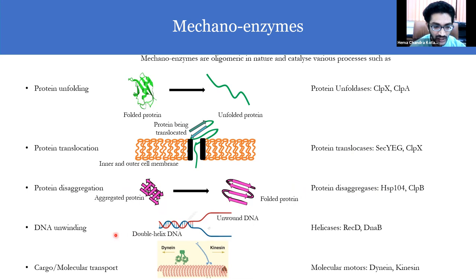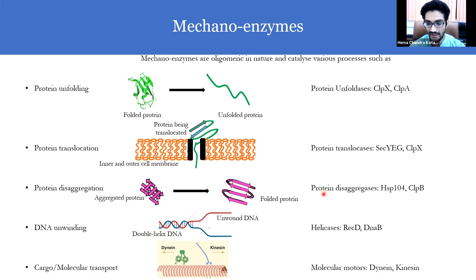And you mentioned any cell, any process in the cell, for example, DNA unwinding or cargo or molecular transport in the cell. These are just a few examples. All these processes are carried out by a class of enzymes called mechanoenzymes, or in other words, molecular motors, because they convert chemical energy to mechanical energy.